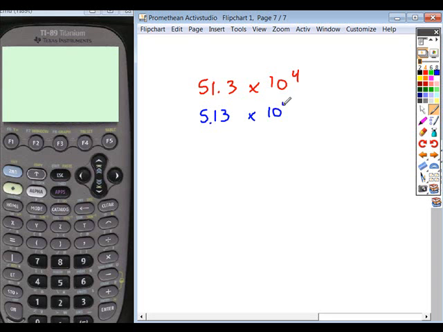Okay, so now think about the properties. So it was originally 10 to the fourth. We have to move one more to the right. To the right is what? Positive or negative? One more to the right. So it winds up being 5.13 times 10 to the fifth.